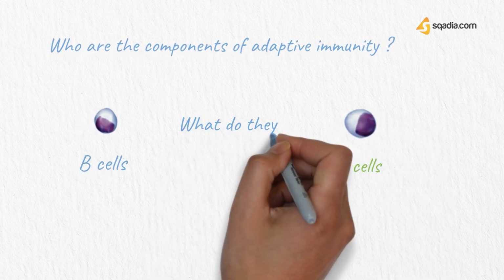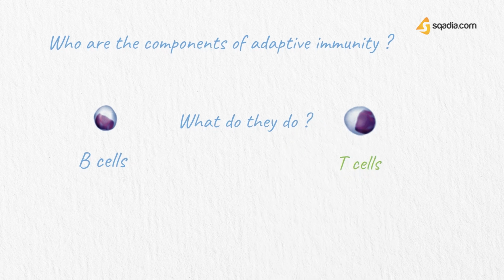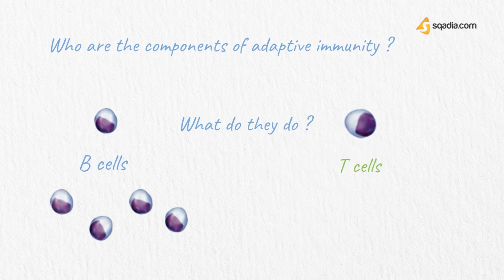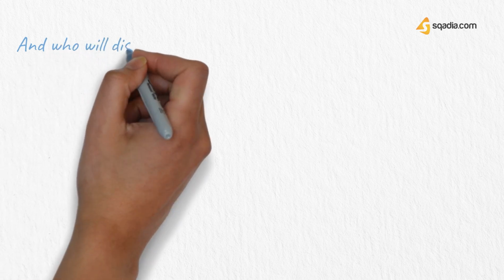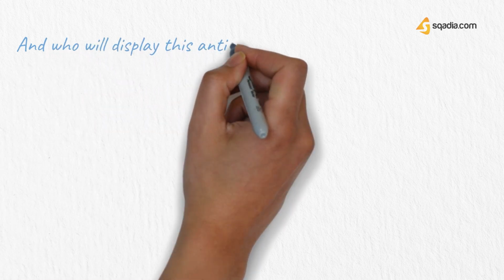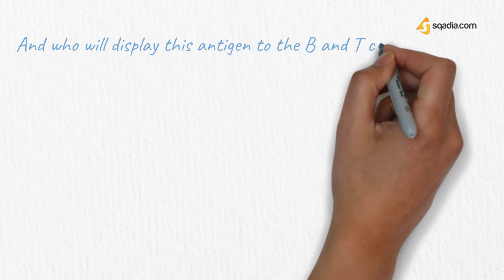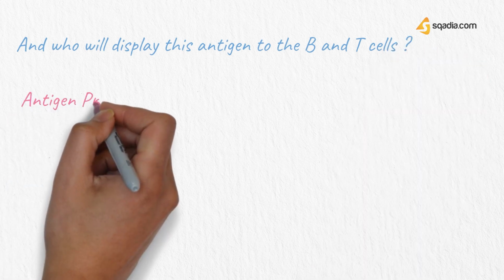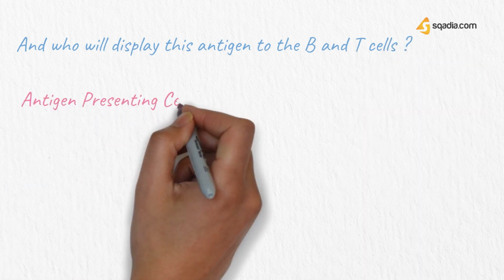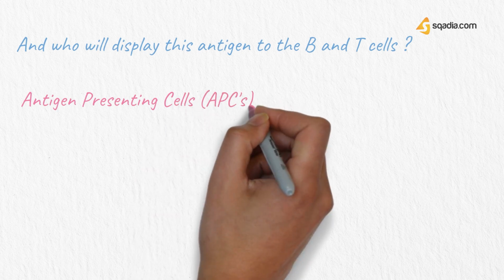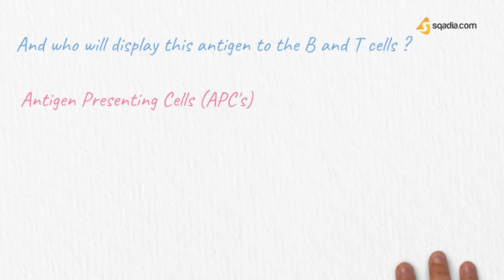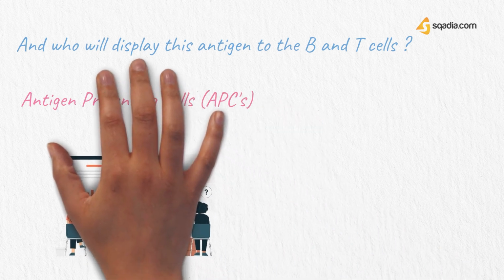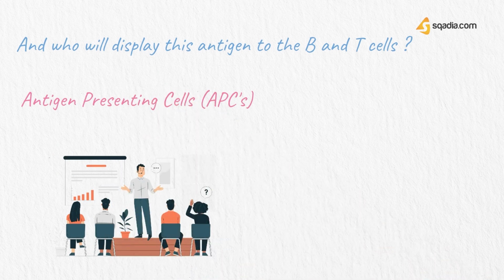And what B and T cells do? They proliferate after the receptor binds to a specific antigen. And who will display the antigens to the B and the T lymphocytes? The specialized cells called antigen-presenting cells, APCs. But how will I remember them? Well, it's super easy. APCs present something to the others.